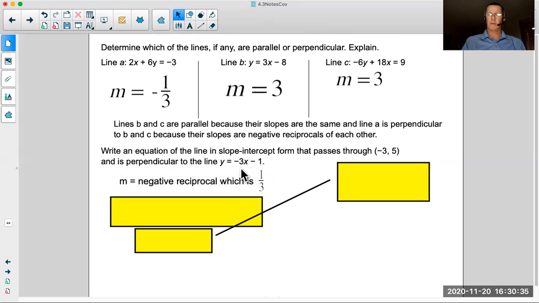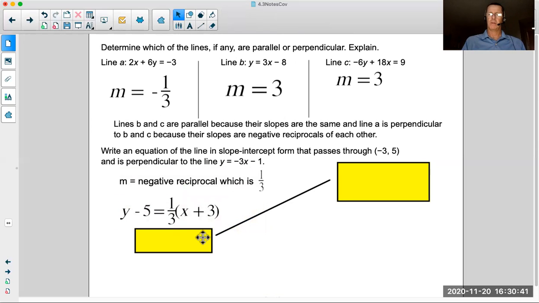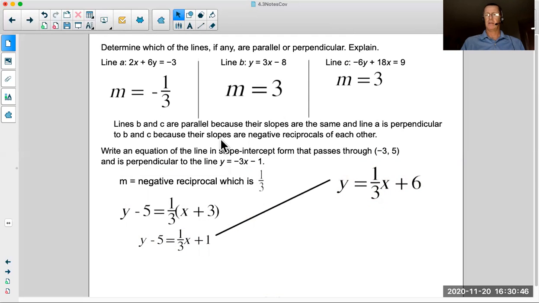So this other one has a slope of -3. Ours is the opposite reciprocal, 1/3. Plug it into point slope. Simplify to get it into slope intercept form. So you always got to make sure you're putting it in the right form by the time you get to the end. And again, could have done it the other way, plugging -3 comma 5 and 1/3 straight into y equals mx plus b. Figure out what b is. You would have gotten 6 and then used the 1/3 and 6.